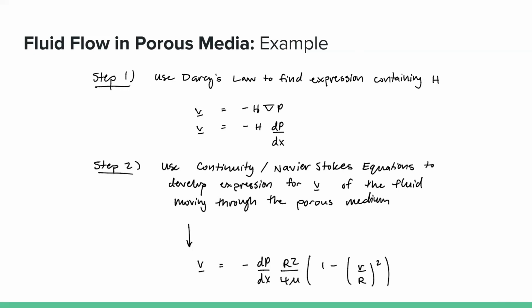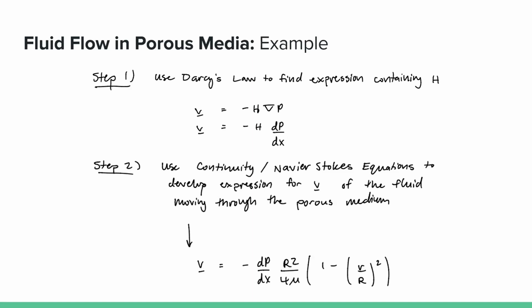So the first step that we're going to use in solving this problem is to use Darcy's law to find an expression containing H. We can recall that V is equal to negative H del P. We're going to assume that the fluid is only moving in the X direction, and that reduces to V is equal to negative H dP over dx. The second step, and our general strategy for solving this question, is to compare the expression for V using Darcy's law to the average velocity moving through the porous medium.